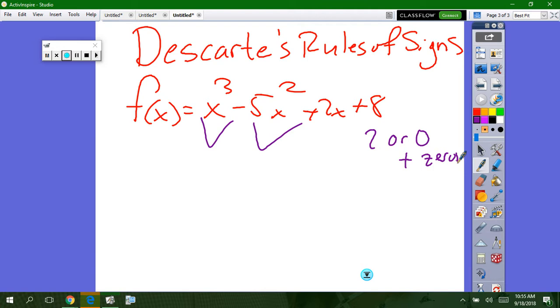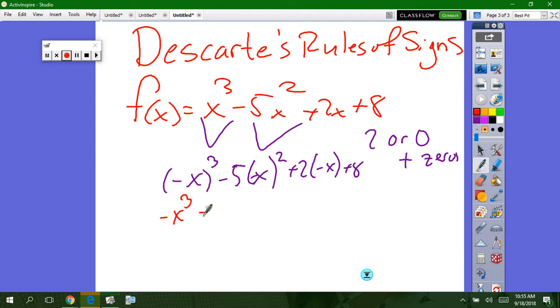How do I find my negative zeros? Well, here's what you do. You replace x with negative x. So you replace x with negative x. Kind of like an even odd thing in a way, right? So I come here and I replace x with negative x. And here's what I get. Oh, still minus. Does everybody agree with me on that?